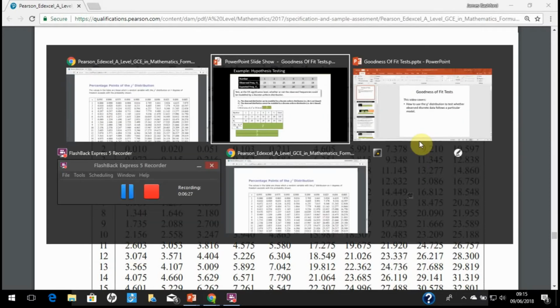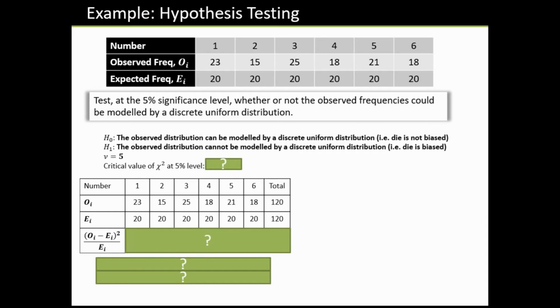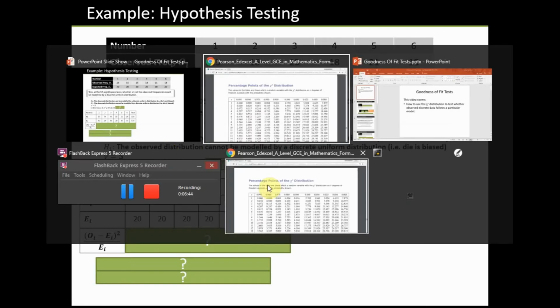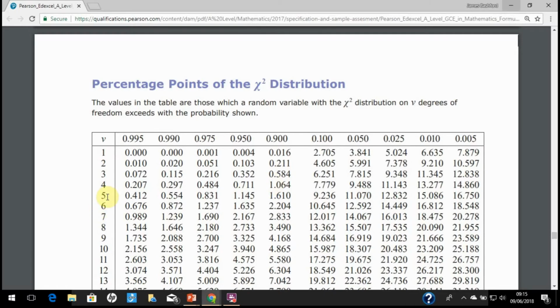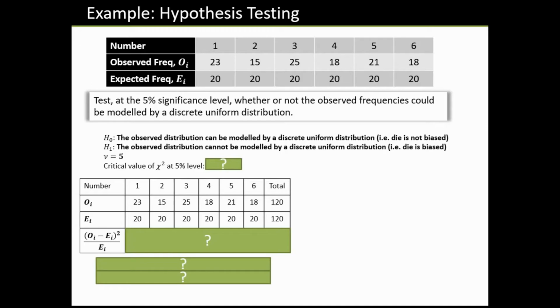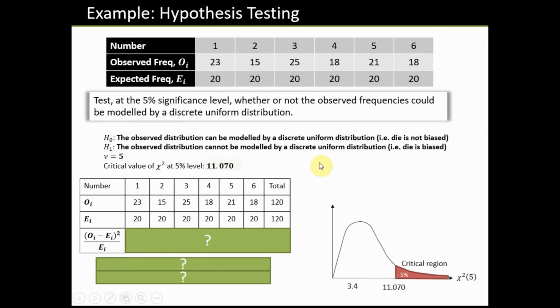So if we look back at our example, and we want to test at the 5% significance level, that means we want 5% to the right, and we want chi-squared with degrees of freedom equal to 5. So in the table, degrees of freedom equal to 5, which is there. We want 5% to the right, so 0.05, which is there. So our chi-squared value is equal to 11.070. So you get your critical value from that.